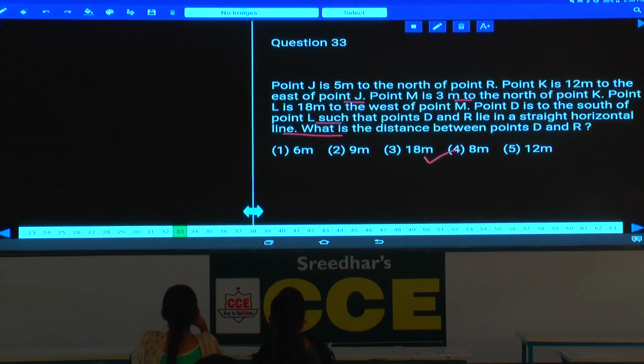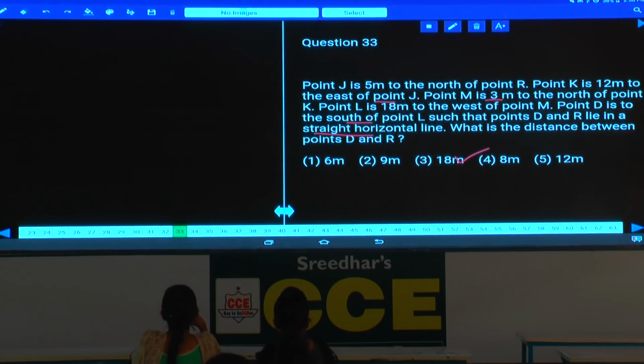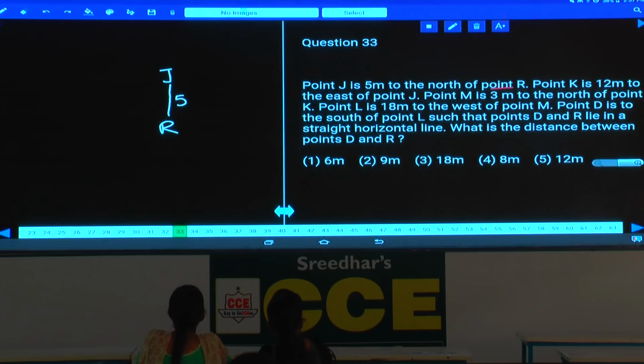Then coming to question number 33, it is based on directions. J is 5 meters to the north of R. R is here and J is here. J is how many meters? 5 meters to the north of R. And point K is 12 meters to the east of J. K is 12 meters to the east of J.